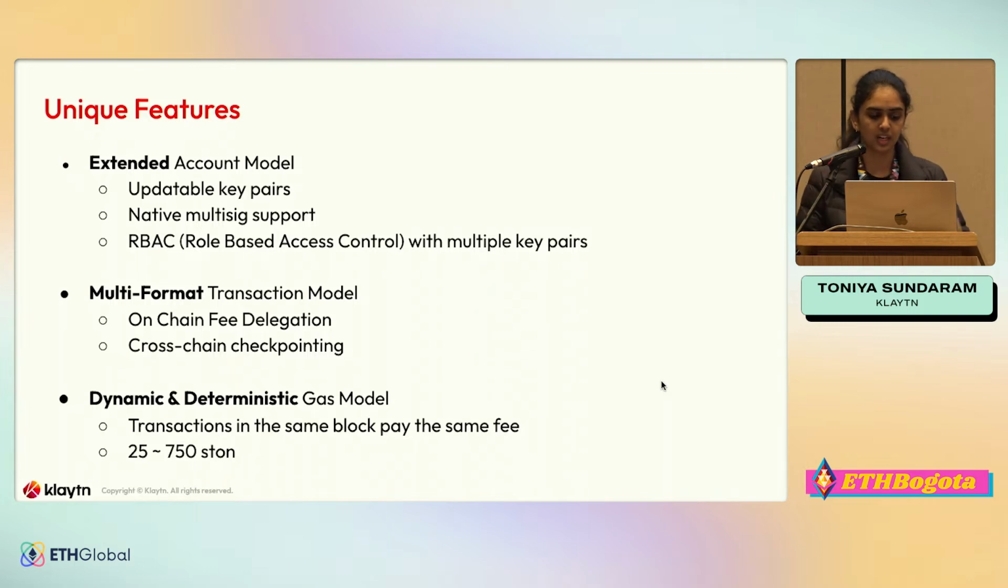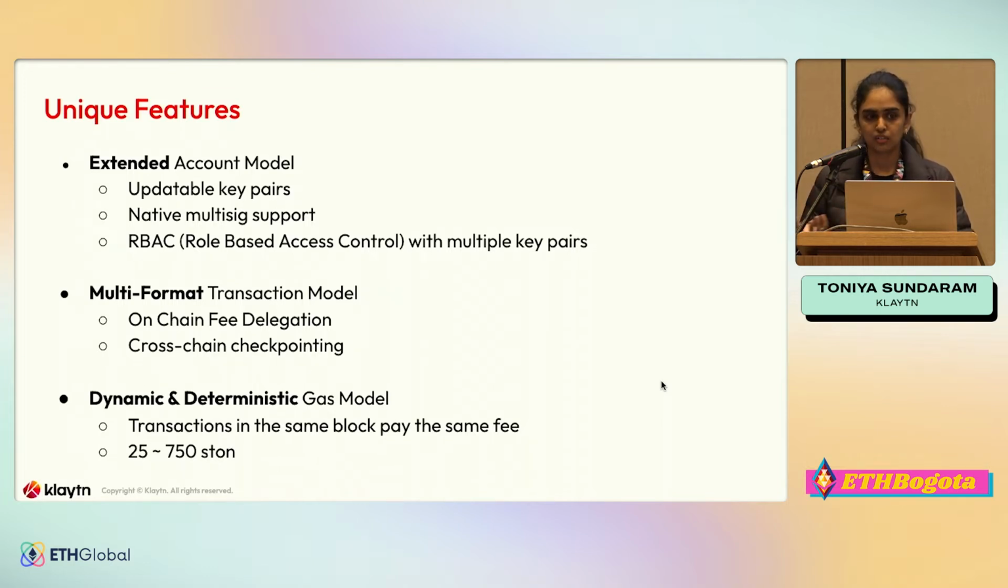And another interesting feature is the dynamic and the deterministic gas model. Here, based on the network condition and the transaction rate, the price might go up and down by 5%. But in a single block, every transaction will pay the same fee. So we want to be deterministic and as low as possible. It's similar to the base fee of Ethereum.